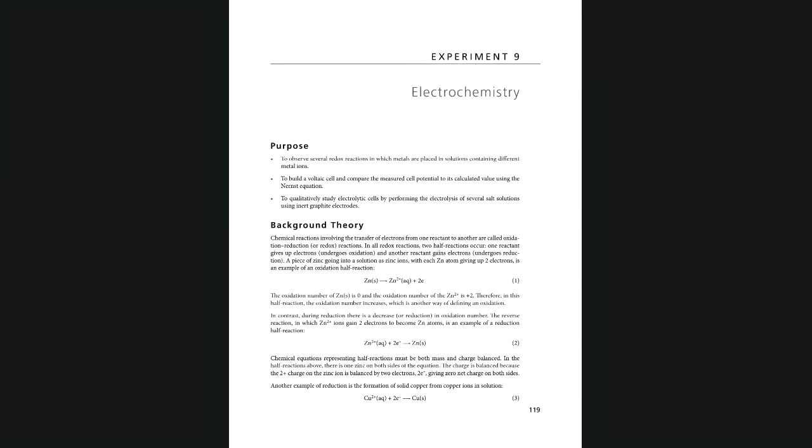In a reduction half reaction, electrons appear on the reactant side. Zinc 2 plus has an oxidation number of 2. Zinc solid has an oxidation number of 0. So from 2 plus going down to 0, that means the oxidation number has been reduced. So we have reduction taking place. So we have an oxidation half and we have a reduction half. This is an example of a reduction half, because electrons are on the reactant side.